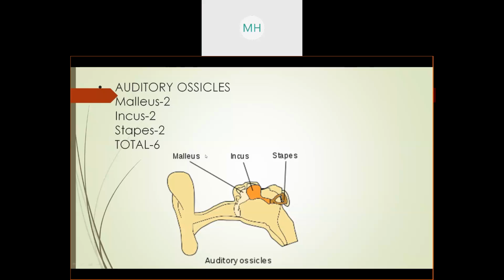Reshma Begum, can you name the 3 bones? Please name the 3 bones which are found in the auditory ossicles, that is in your ear. Malleus, ma'am. And incus. Stapes. Total six bones we have.